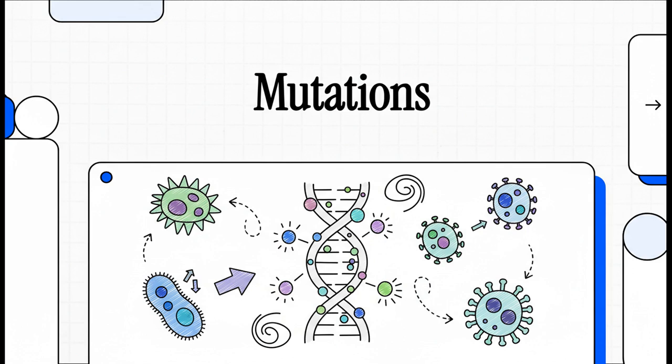They're the reason bacteria develop antibiotic resistance, and they're the raw material for the incredible biodiversity we see all around us. We often think of them as mistakes or errors, but as you'll see, there's so much more than that. They're the very fuel for natural selection.